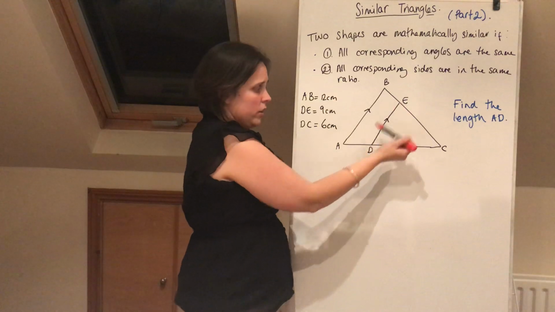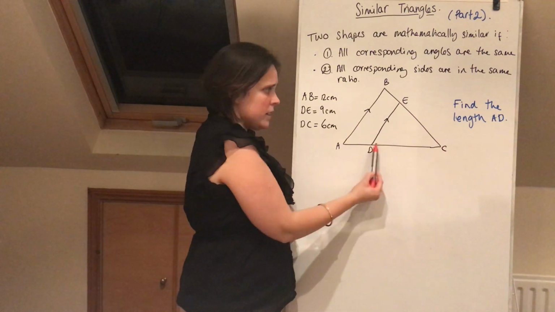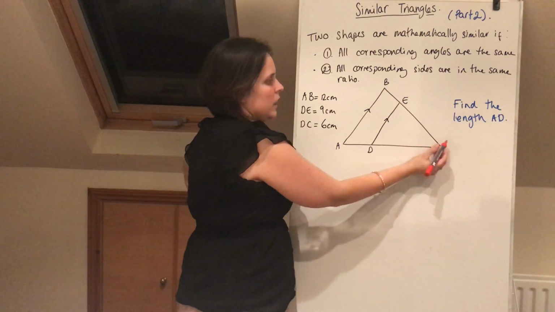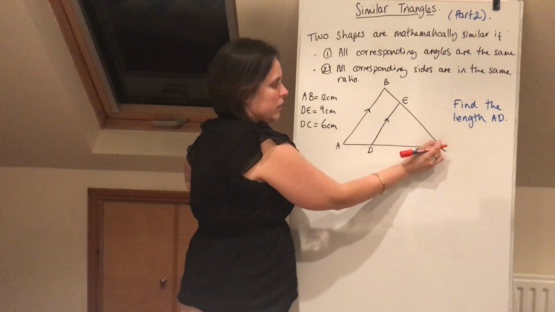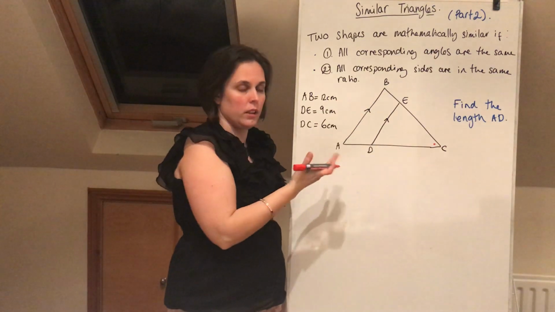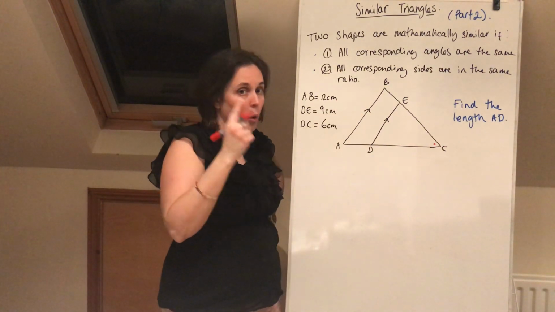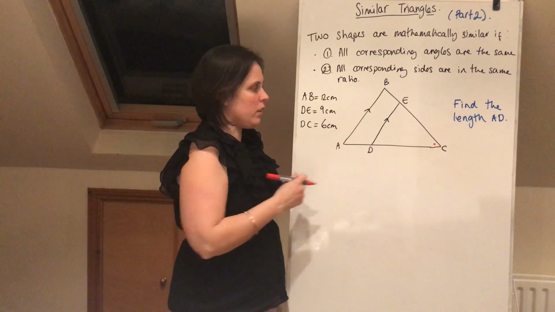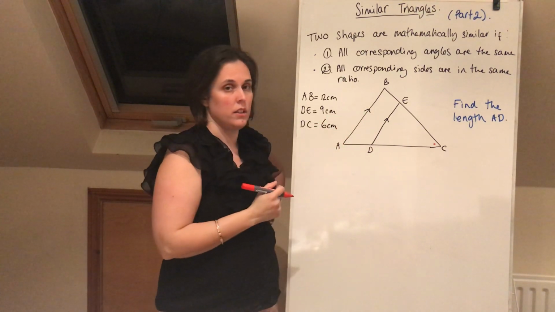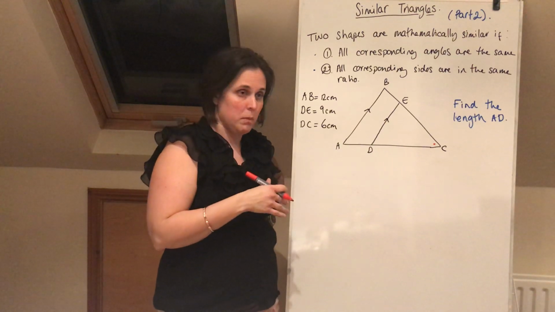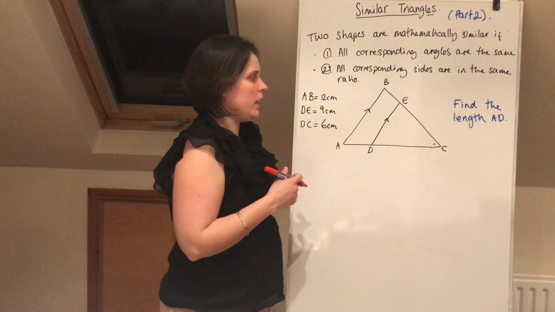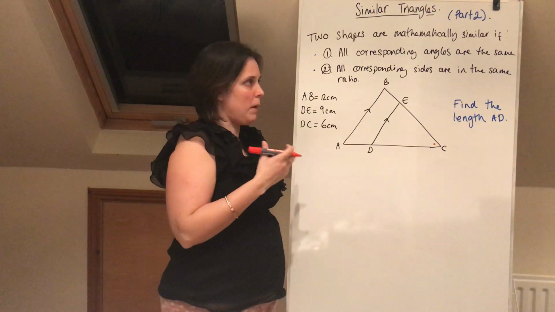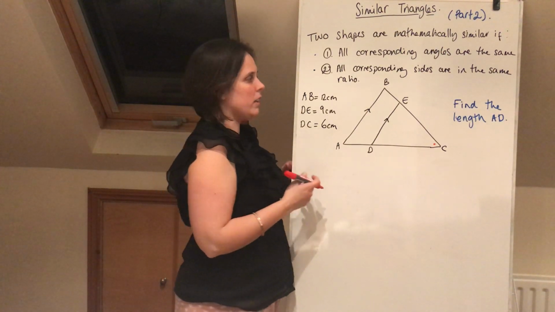So if you look at triangle CDE and ABC, you'll notice that this angle down here appears in both triangles, and so that is one angle that is in both. The other thing we've got going on here is the arrows on these two lines. Those arrows mean that the lines are parallel, and if they're parallel, then we can use some of our knowledge of angles in parallel lines.